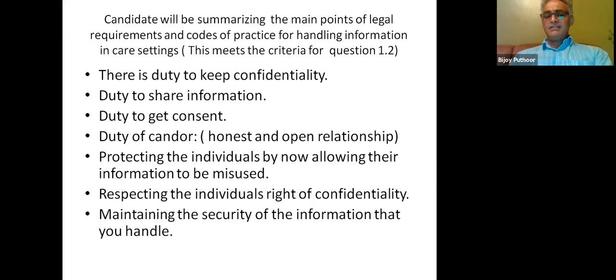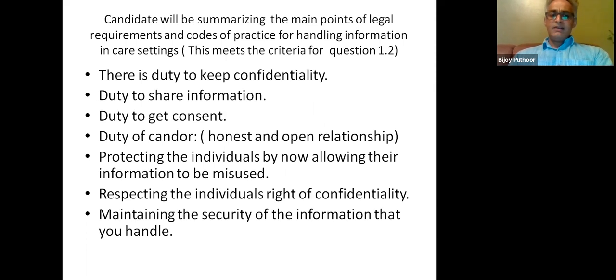You have to get consent from the person before you provide personal care. You have to get consent before you engage them in activities. You have to get consent before you serve them food or drinks. So consent is an essential part of care, and you should always get consent.